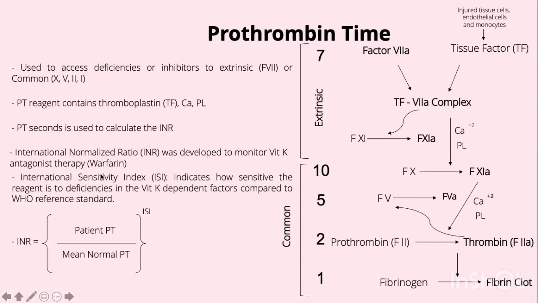The INR and the ISI are a way to standardize the reference range between laboratories, because each lab will use a different reagent, and at the end we need to standardize the reference range. So this is the story of the prothrombin time with the extrinsic and common pathways. You need to remember warfarin and the vitamin K dependent factors in the extrinsic pathway.